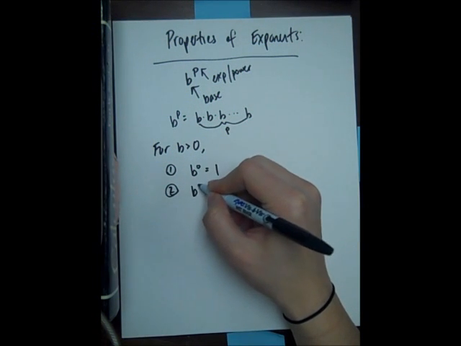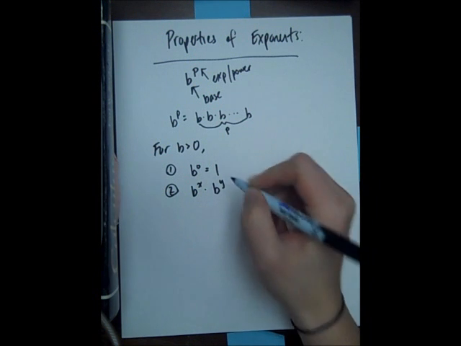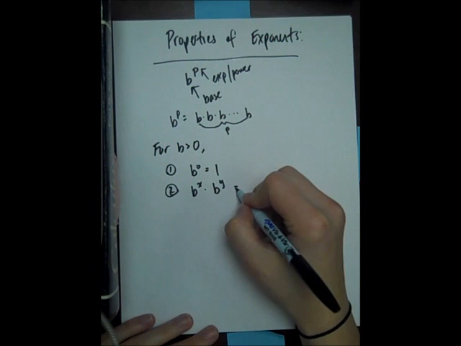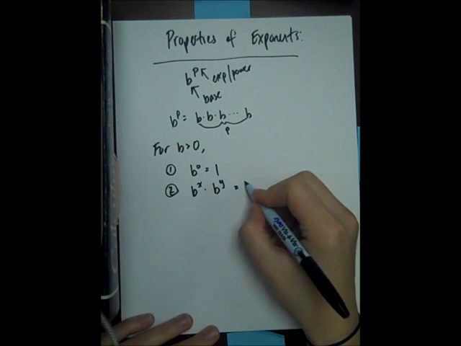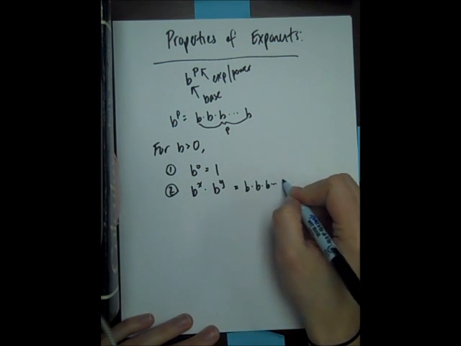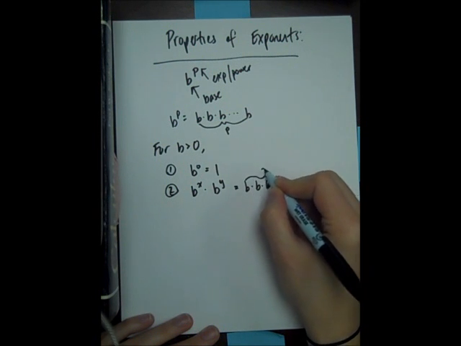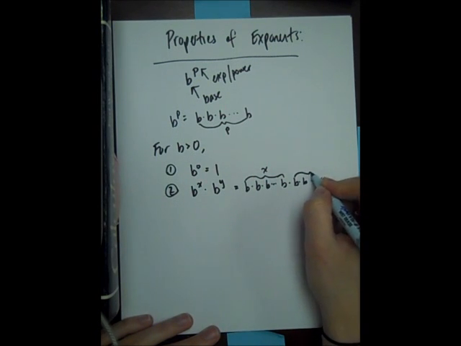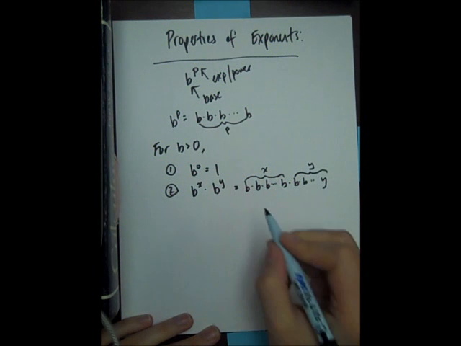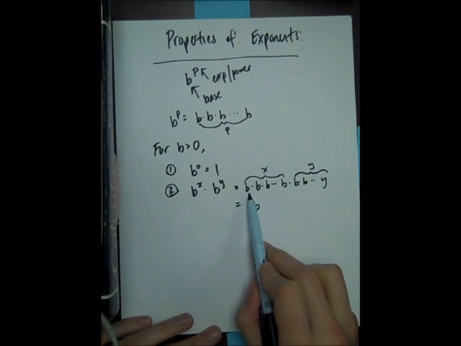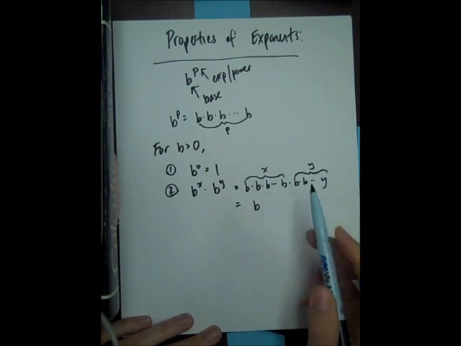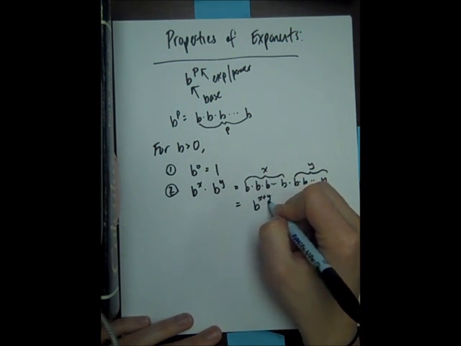Second one, b to the x times b to the y. So we have the same base, we have b to the x, and we're multiplying it by b to the y. Let's write out what this actually means. B to the x means multiply b by itself x times. We're also multiplying that by b to the y. That means multiply b by itself y times. How many times have I written down the letter b? I wrote it down x times here, then I wrote it down y times there. So I've written it down x plus y times.